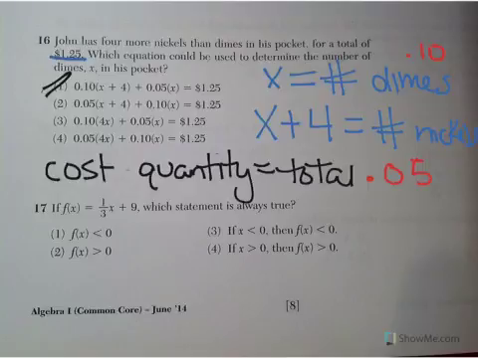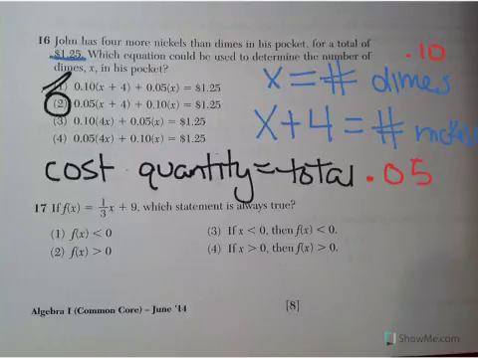Number 2, I do see 0.10 times x. That's good so far. And then we're going to add it to 5 cents, 0.05 times the number of nickels, which is x plus 4, equals your total. So in this case, number 2 is the right choice.